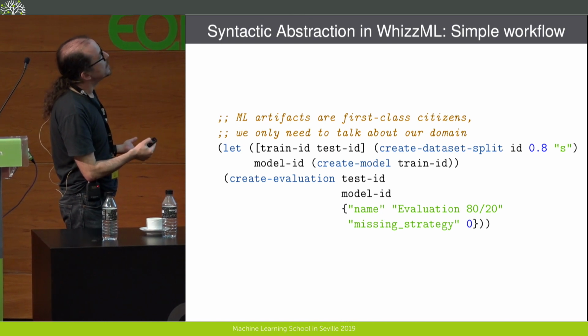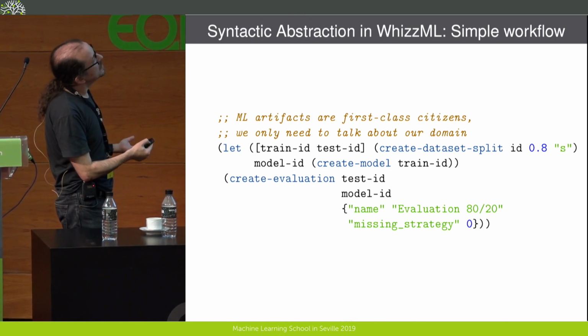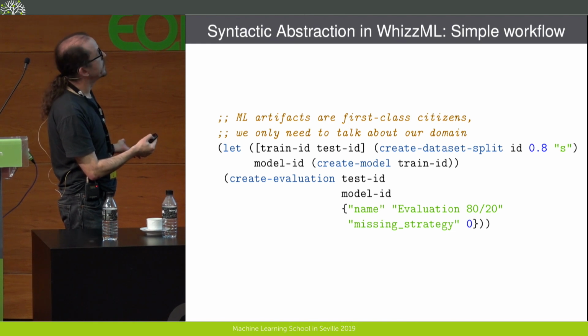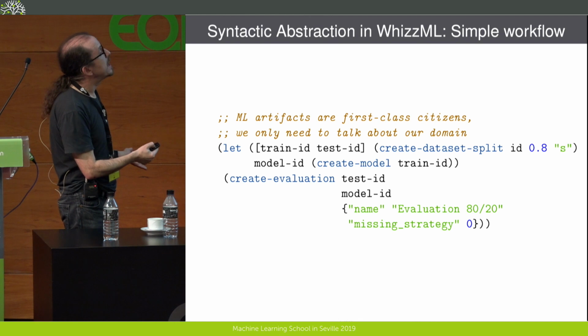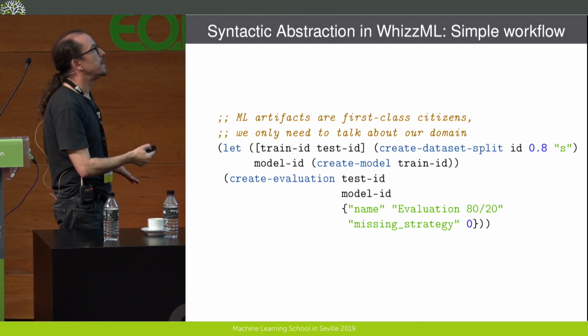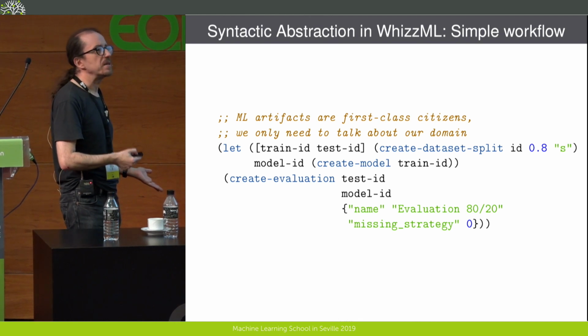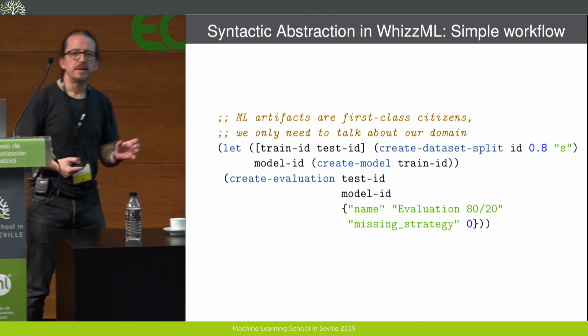You want to create a model. Create dataset split is giving me two values, a train ID and a test ID. These are the two halves of the dataset. I want to create a model, so I call create model with the train ID. And then when I have the model and the test ID, I just call create evaluation. And if I want to give it a name or parameterize that, I can add parameters, of course, to fine-tune the creation.